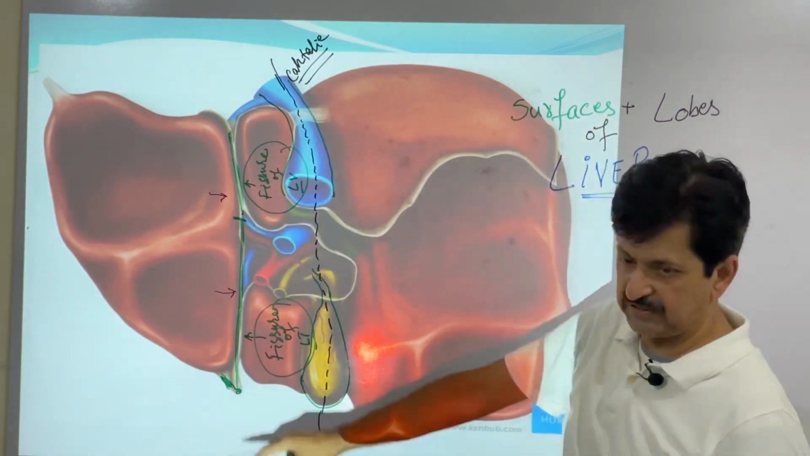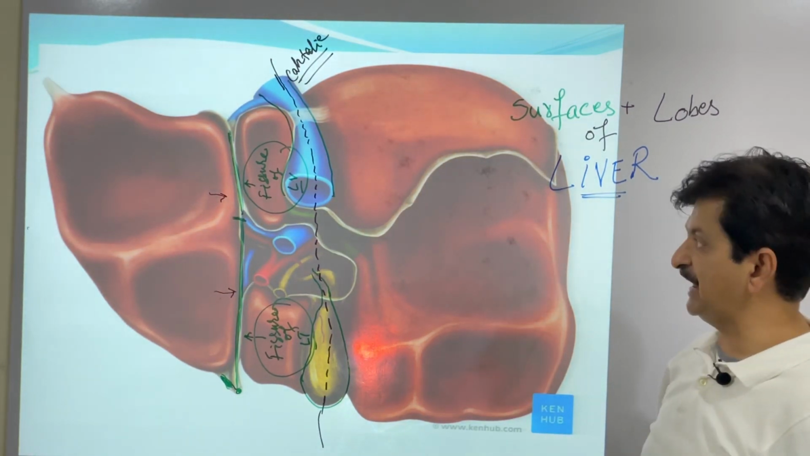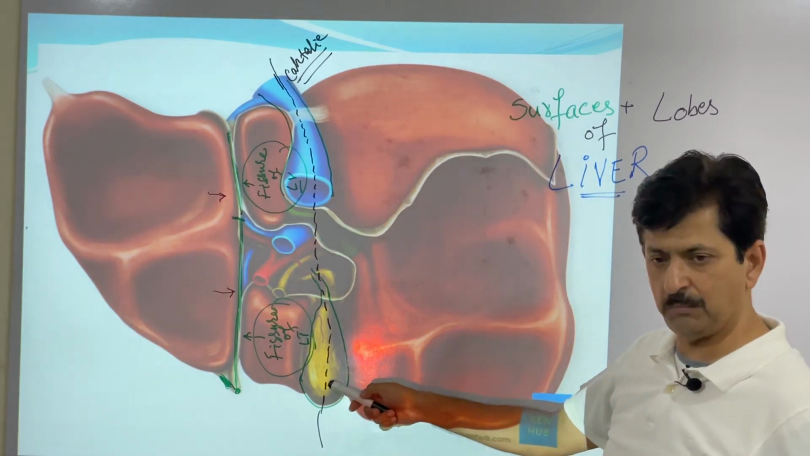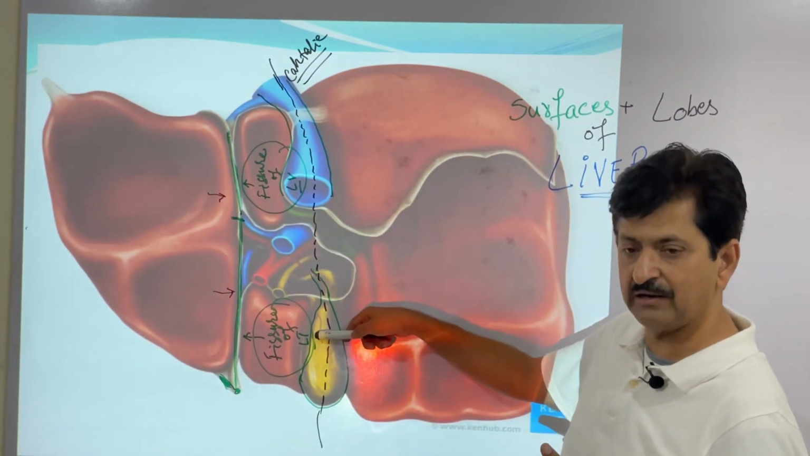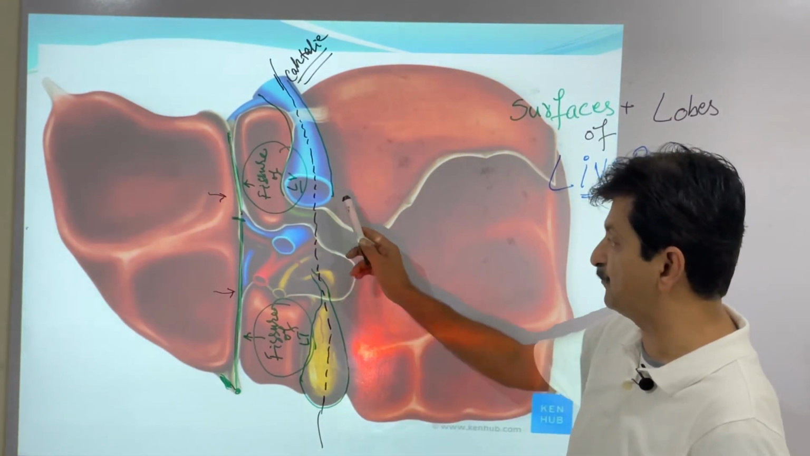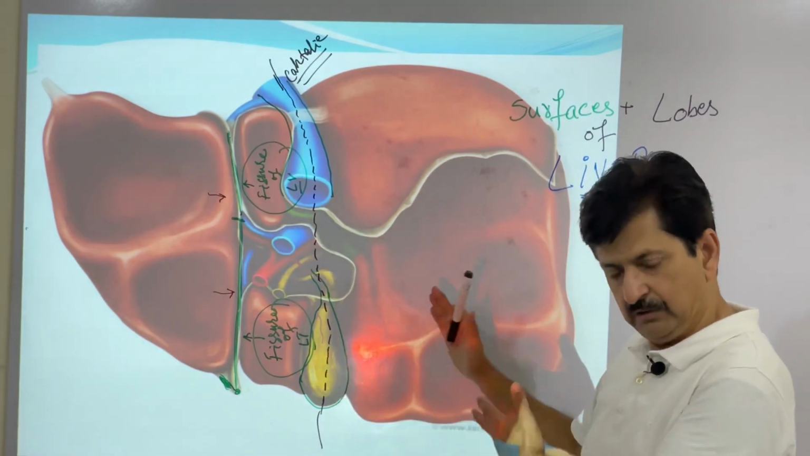This is the line of Cantelli. This is Cantelli's line. You call them line of Cantelli. This is the line which is in fact passing through the middle of the fissure for ligamentum, the fossa for the gallbladder and impression of the gallbladder, and the fossa for inferior vena cava. This line I have drawn has been actually drawn through the visceral surface of the right lobe.